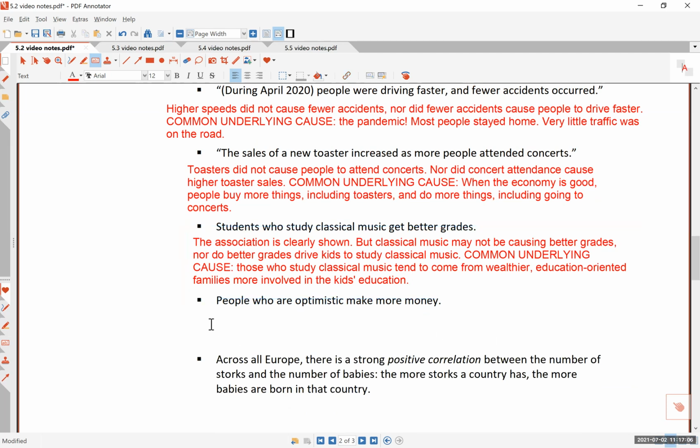All right, people who are optimistic make more money. So you should look this up. There is a professor of psychology at Yale University.